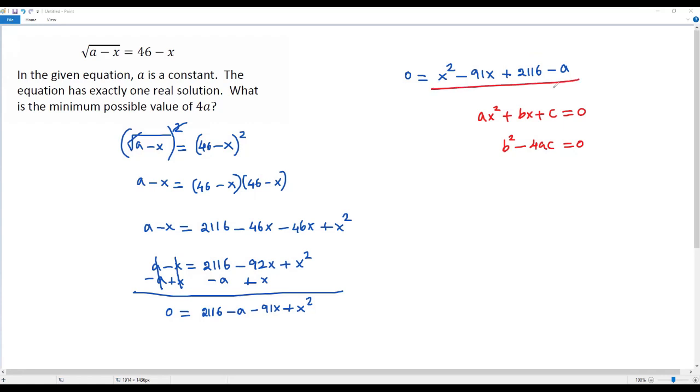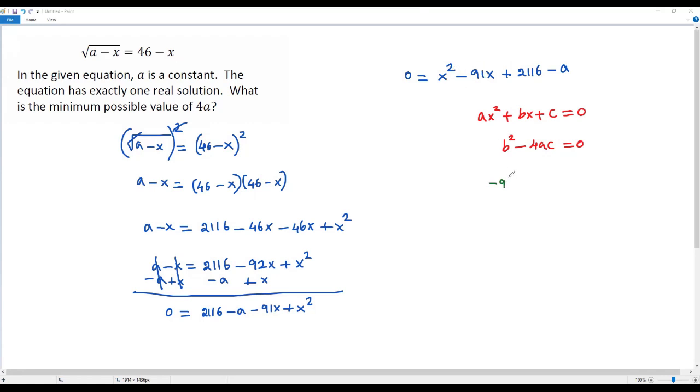Okay, here we have a quadratic equation in standard form. The expression we have here is exactly in this form: x squared, x term and constant. Since this quadratic equation has exactly one real solution, the value of the discriminant b squared minus 4ac for this quadratic equation also must be 0. Now to get the value of b, we have to consider the coefficient of x. Here the coefficient of x is minus 91.